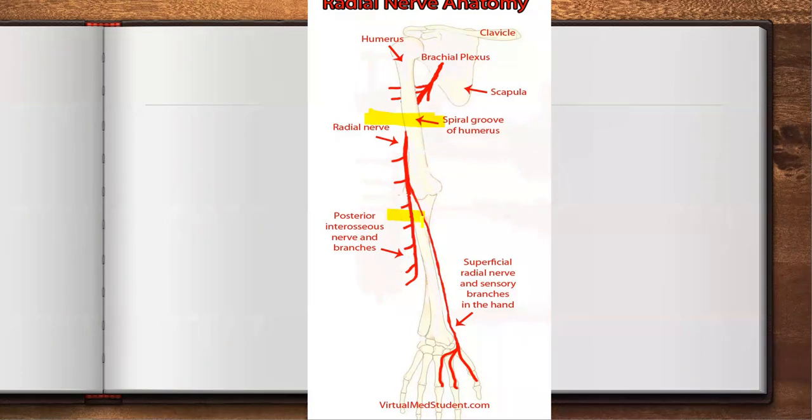Then come to the below elbow injury. It usually injures the posterior interosseous nerve, which is entirely motor. The only problem will be loss of extension of the finger. And the superficial branch of the radial nerve, usually if anyone stabs you at the forearm, that means at the distal part of the forearm, you injure the superficial radial nerve. It's entirely sensory, so you will only have loss of sensation in these three fingers.